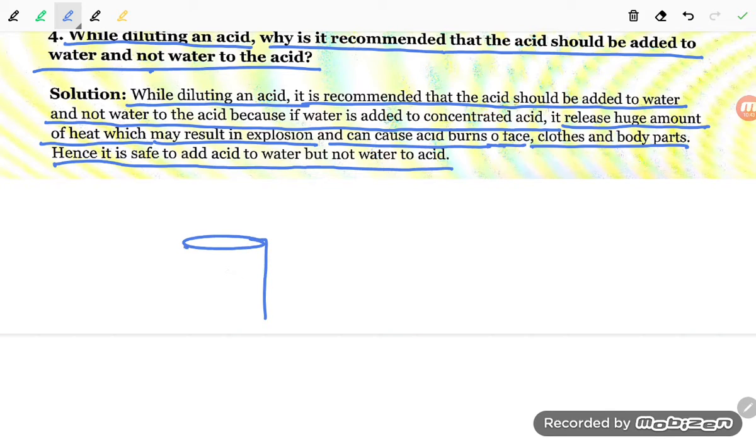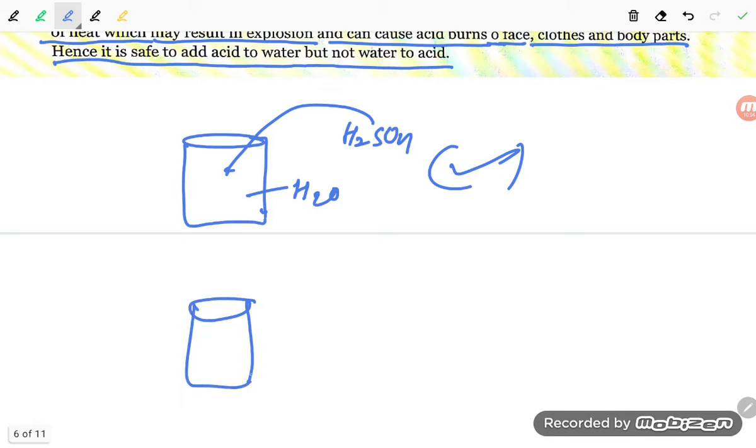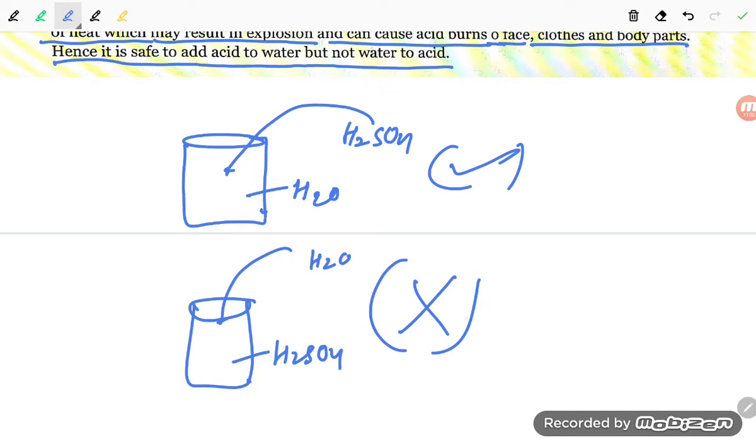So student, always you see that there is water, H2O, and you are adding H2SO4. This is the correct method. But if you are having the H2SO4 and you are supposed to add the H2O, this is wrong, student, because it will give heat and this heat will burn you. So that you have to keep in mind.